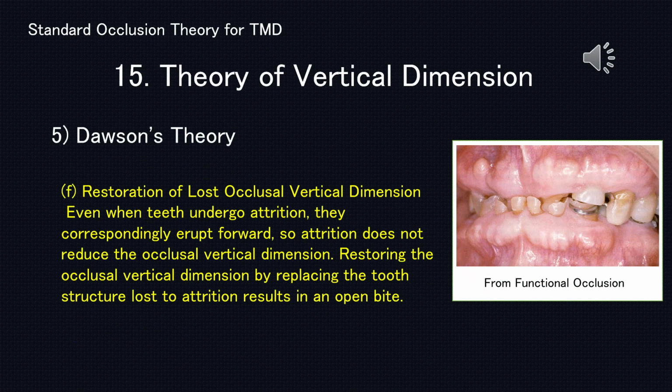F. Restoration of lost occlusal vertical dimension. Even when teeth undergo attrition, they correspondingly erupt forward, so attrition does not reduce the occlusal vertical dimension. Restoring the occlusal vertical dimension by replacing the tooth structure lost to attrition results in an open bite.